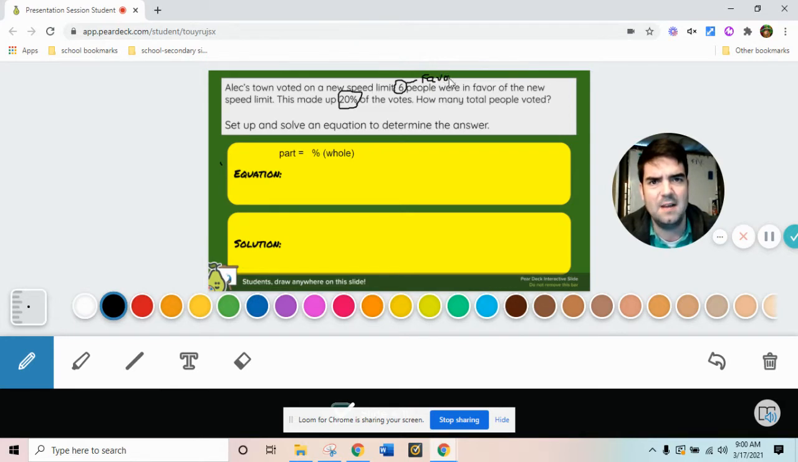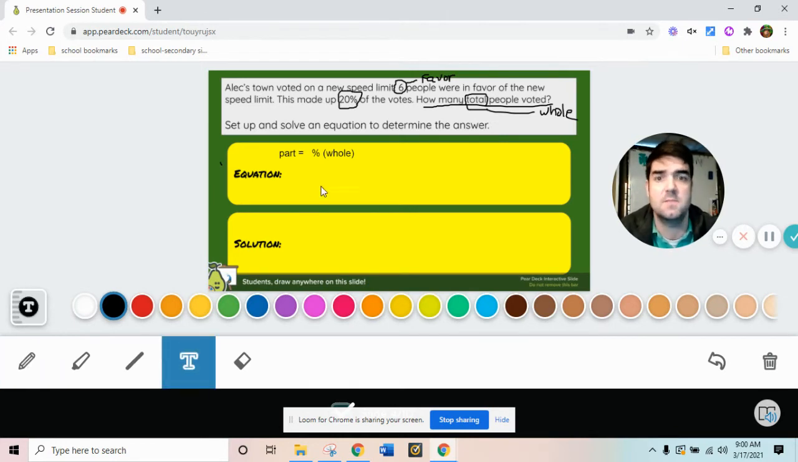All right, and now let's look at the question, because sometimes that can be helpful as well. How many total people voted? Ooh, all right, I'm hearing alarm bells going off because total sounds like whole to me. Okay, so now we begin to have more information to answer this. Okay, so we have the part, and we don't know the whole. Okay, so the part is 6 equals percent.